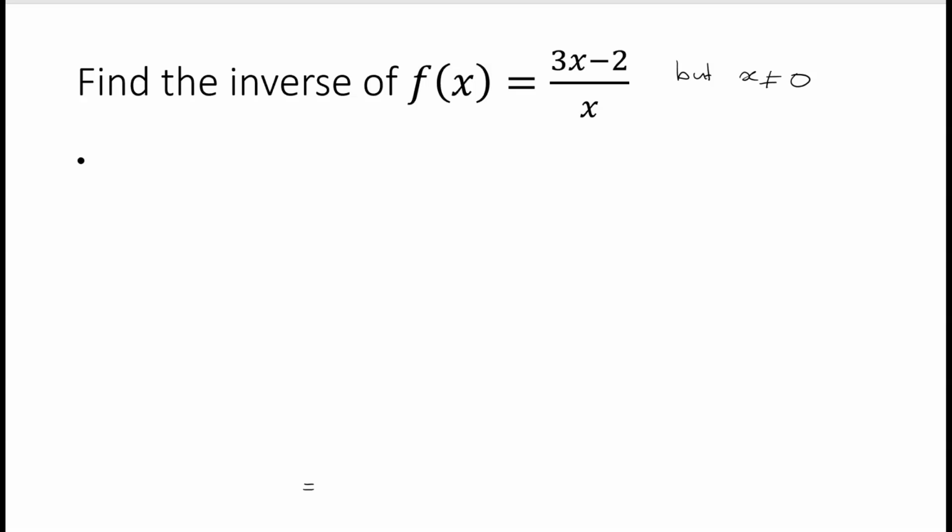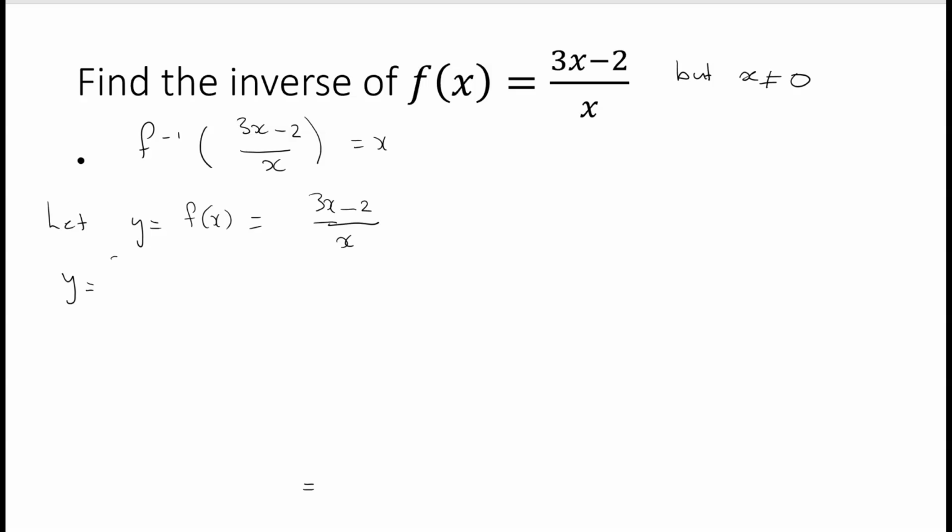Now, if we do this correctly, we will find that the inverse on the original will equal x. So that will prove that we are right. So we can start off by saying, well, let y equal f of x. So that equals 3x minus 2 over x. Now, y equals 3x minus 2 over x, which means if we rearrange things, we can find that. Now, if that was a bit fast, let's do the working.